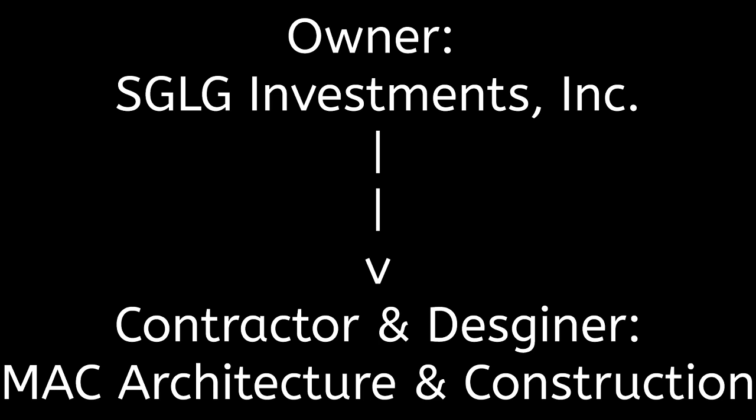With MAC Architecture and Construction, we were contracted to do a 3-unit development in Palo Alto, California. The development would have 3 dwellings, 2 two-story and 1 single-story home. Each of the 3 homes were on a single piece of land with 3 different addresses in Palo Alto, California.